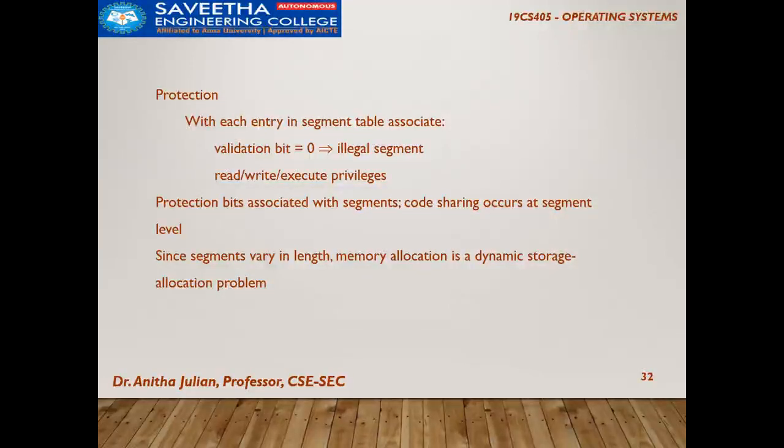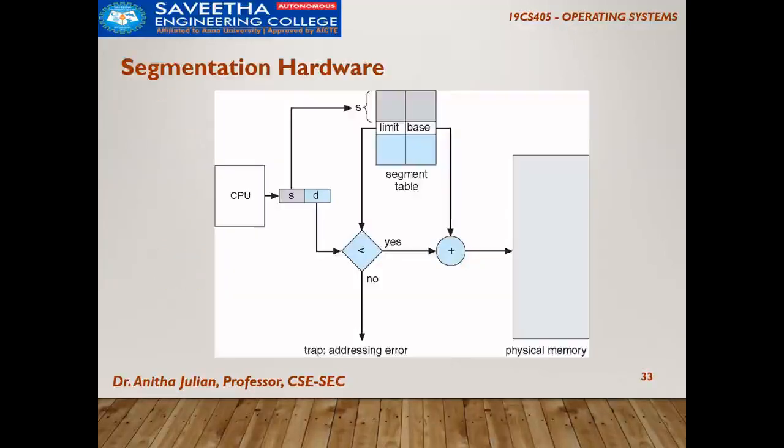Once again, we will be checking every entry in the segment table. It should always not be illegal, so that checking will have to happen, just like how we did in the previous one. The segmentation hardware is similar to paging. It also has a limit register, a base register, and the segment table. The segment number is given, and it goes and searches in the segment table.